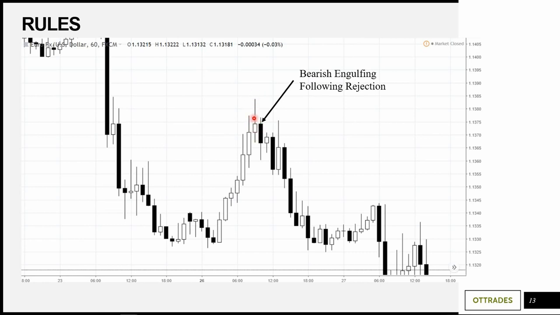So not only is that an indication of the sellers coming into play, we've also got this bearish engulfing candle. The sellers have come into play here, pushing the price back down from its highs, and they've come in by engulfing the previous bullish candle. Sellers have come in here and formed this bearish candle, engulfing that previous candle. So we've got two bearish signals here. That was our entry reason.